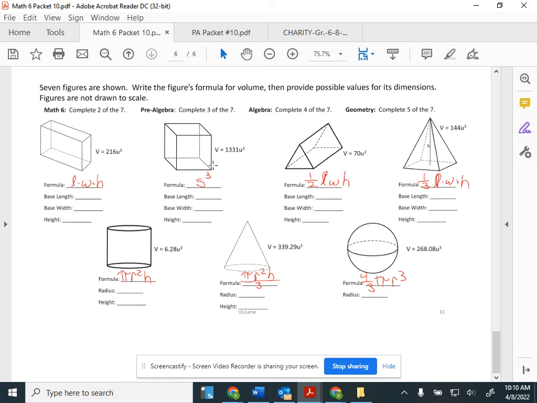You have to do 2 of them to get full credit for the page. See how many more you can do. Okay? See how many more. That is it for this packet.